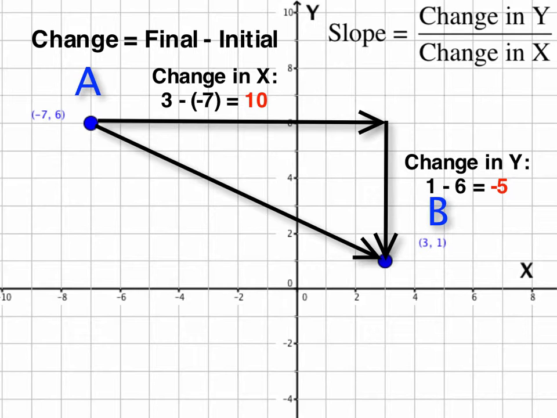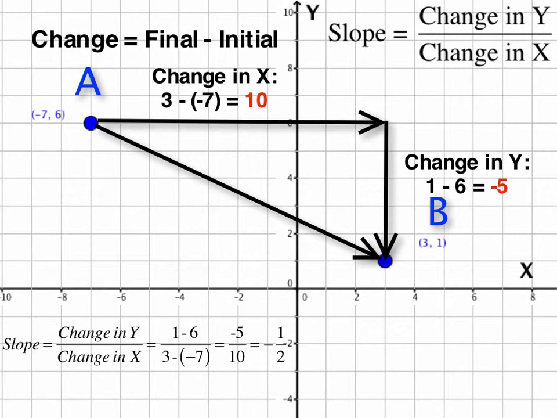So we find our slope to be the change in y over the change in x, so -5 over 10, which simplifies to -1/2. So the slope of this line is -1/2. And now we can use that slope and either of these points to go ahead and find our equation in point-slope form.